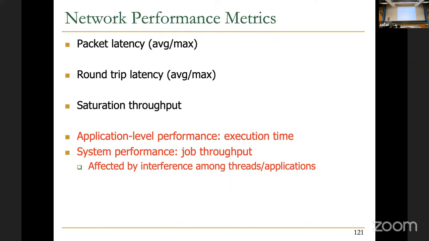There are many important performance metrics for a network, like packet latency, average or maximum round trip latency, and saturation throughput. What's the rate at which your network gets saturated? Then there is application level performance, like execution time, which nowadays we mostly need. In the past, papers in interconnection networks or network on chip reported network level parameters like packet latency. But these days, although we need to also report those network level latency numbers, we should also show system level or higher level parameters, like the execution time. With this better network design, how much do you improve the execution time of your application, or the job throughput? Job throughput is not necessarily network throughput, since many other things in your application affect it.